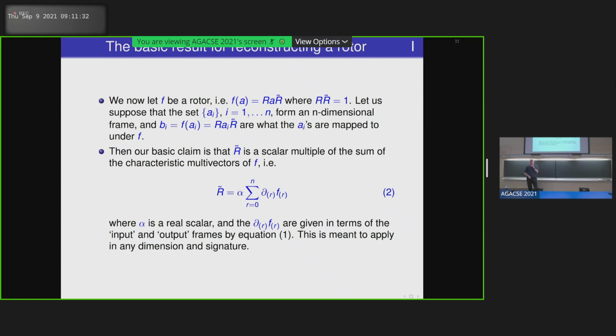So our basic claim is that the reverse of the rotor is a scalar multiple of the sum of the characteristic multivectors of f. In particular, R reverse is a scalar multiplier alpha times the sum from r equals 0 to n of these characteristic multivectors. It's a really nice and simple formula. And of course, the d r and f r are given by the input and output frames by equation 1. And this is meant to apply in any dimension and signature.